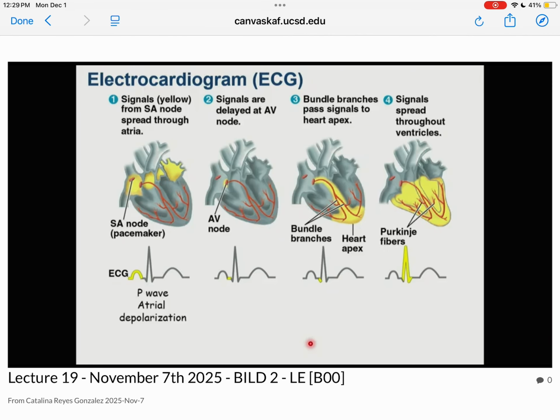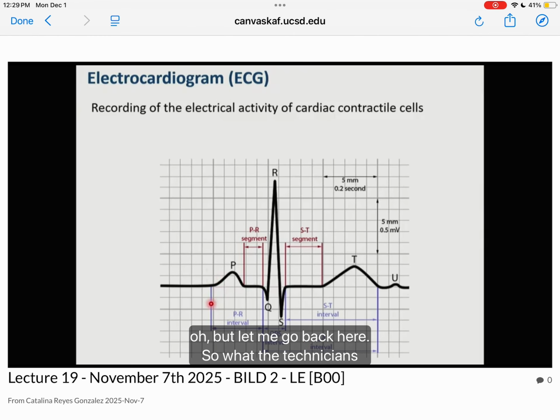So here we have, but let me go back here. What the technicians actually do, and the cardiologists, is they look at the width of these deflections, at the length of these segments, at the length of these intervals, and they get that in milliseconds. So they know what the normal duration of the P wave, for example, is. If it's too long, then something is going on with the atria, with the cardiac contractile cells of the atria or the SA node. If this PR segment is too long, the signal is too delayed in the AV node. If it's too short, it's going too fast through the AV node, or maybe it's bypassing the AV node. So you can tell a lot from an ECG, and that's the first thing doctors do. They do an ECG, and then if they see something wrong, then they do further tests.